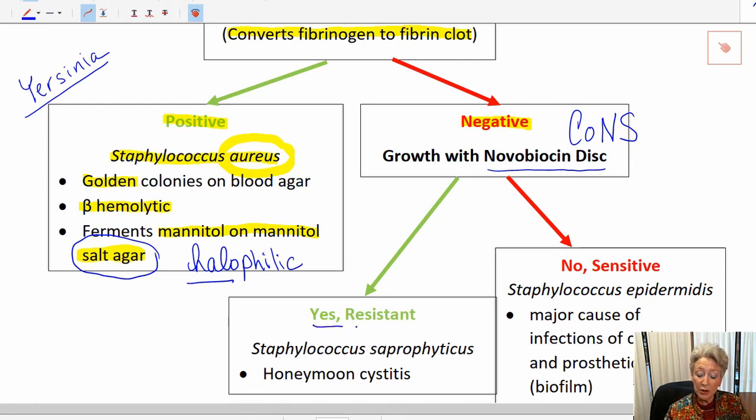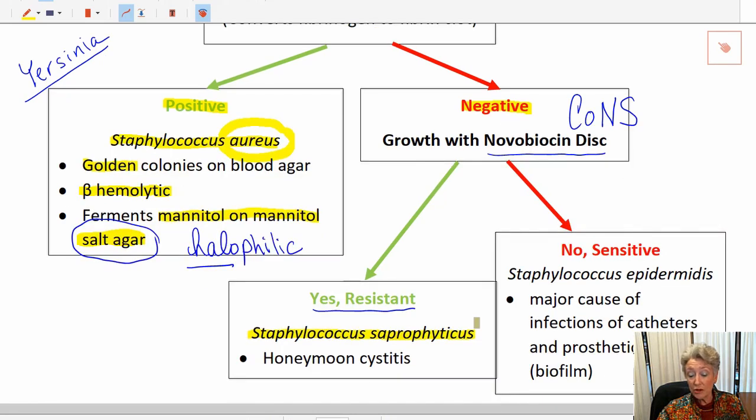If the organism is willing to grow right up against that novobiocin disc, it is resistant, and I know that it is Staph saprophyticus. This is the cause of what we call honeymoon cystitis, or a urinary tract infection in young, newly sexually active women.